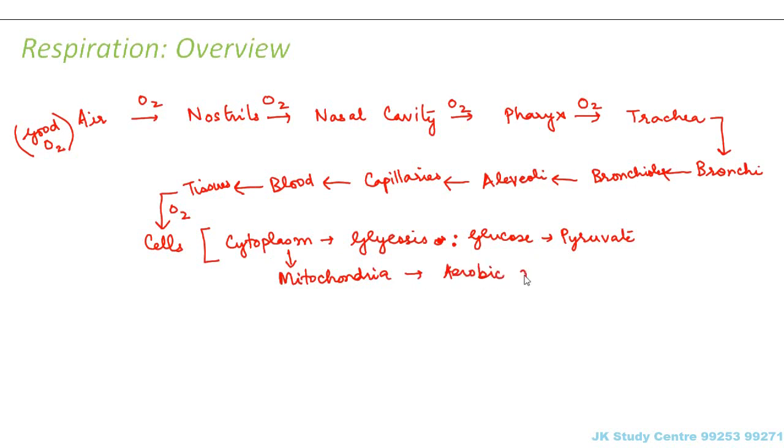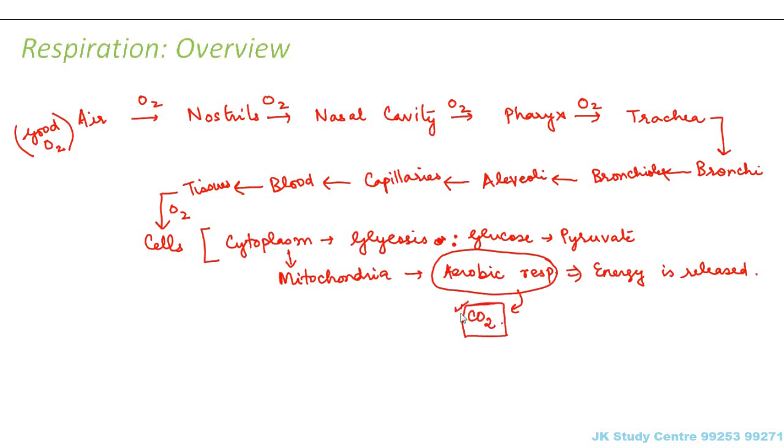I have discussed this in detail, right? So in there aerobic respiration will take place and energy will be released. So this energy will be released in the form of ATP molecules, and as a result of aerobic respiration, another byproduct will be formed, that is carbon dioxide. But we do not want this carbon dioxide. So this carbon dioxide is a waste product for the body.